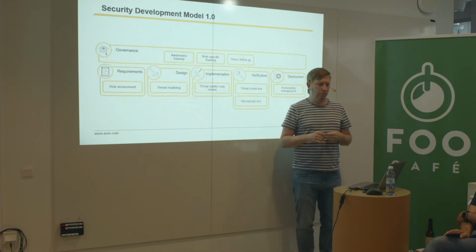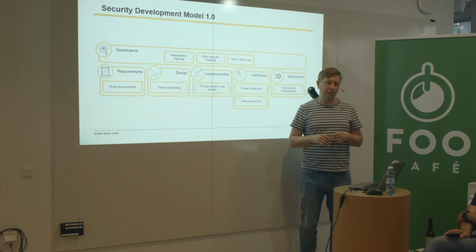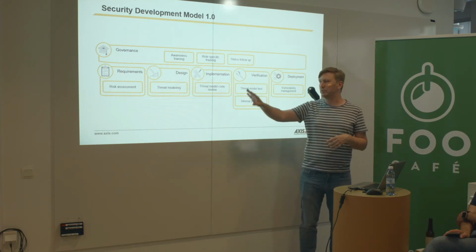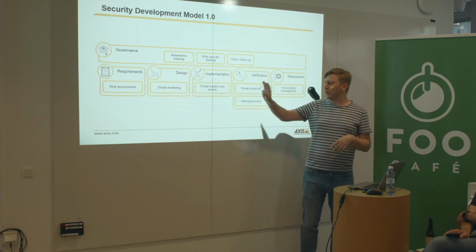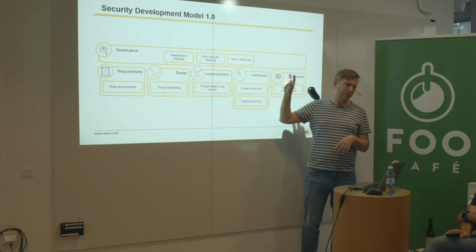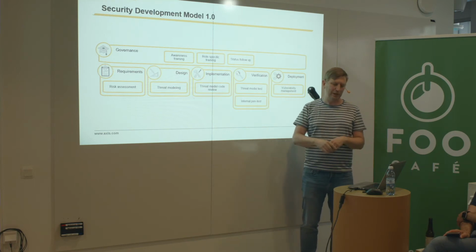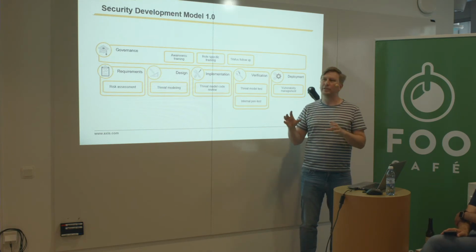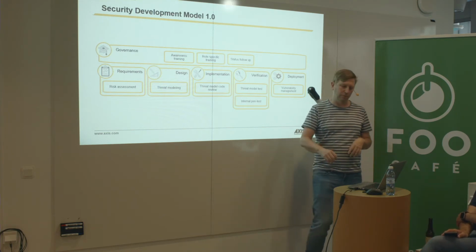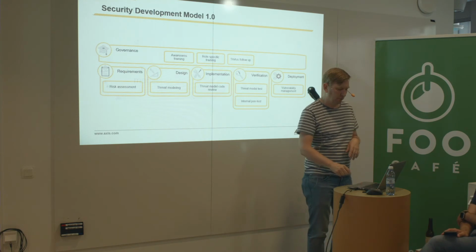The way we're doing this in our first iteration is that we're doing risk assessment in the requirements phase. We're doing threat modeling. We're doing threat model triggered code review. We're doing threat model triggered testing, internal pen testing, and even some vulnerability management. But this is just a beginning. This is just a quick start of where we need to go.